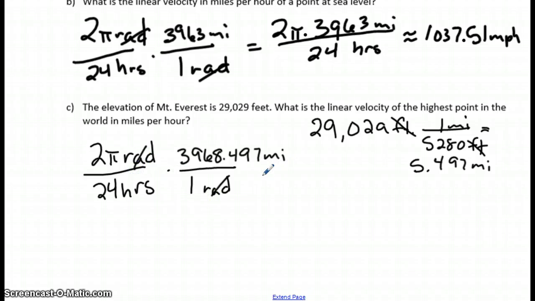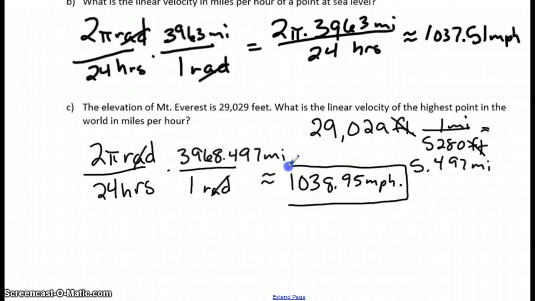Radians cancel, and we are left with miles per hour. Multiply across, divide by 24, and you have approximately 1,038.95 miles per hour. Now, does this answer make sense? You're farther away from the center of the Earth, and you're traveling a little bit faster than if you were closer to the center of the Earth at sea level. So yeah, it does make sense because you're farther away from the center. You should be traveling faster with the same angular velocity.